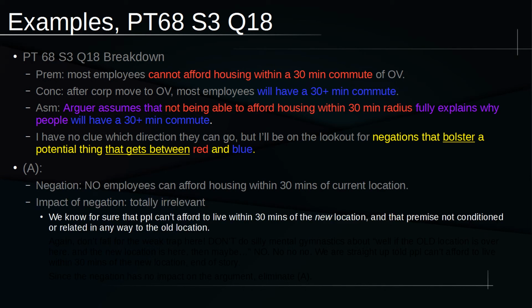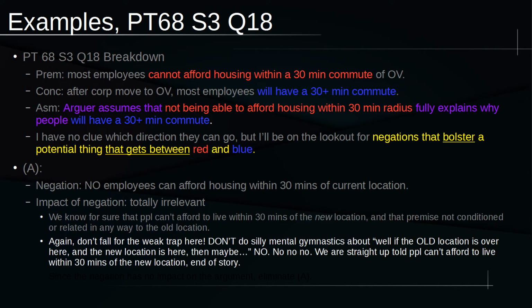I mean, we already know for sure that people can't afford to live within 30 minutes of the new location itself. And that premise is not conditioned or related in any way to the old location. We're just straight up told they can't afford housing within that range of the new location. That's it. There's no other conditions on it. Don't fall for the weak trap here.